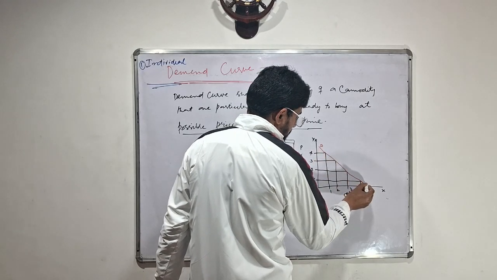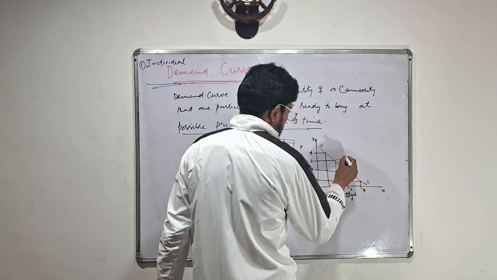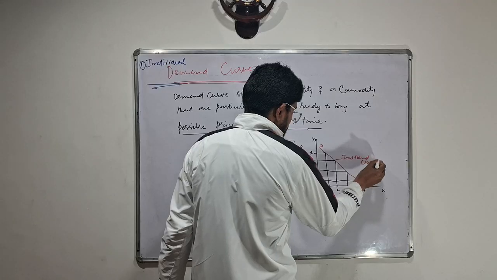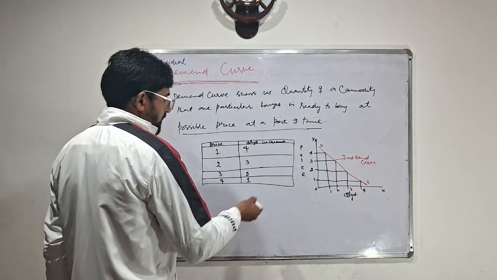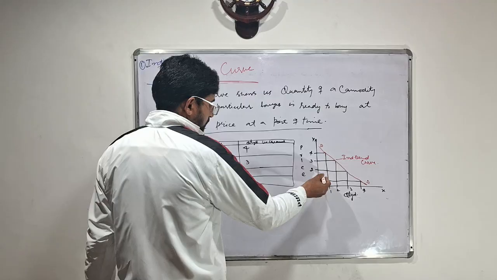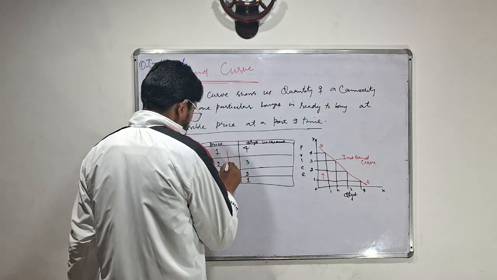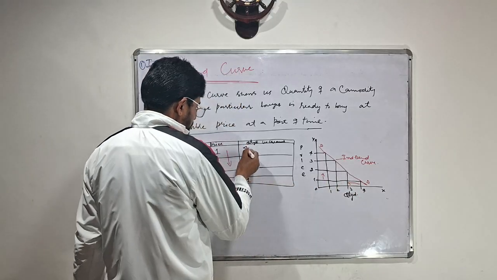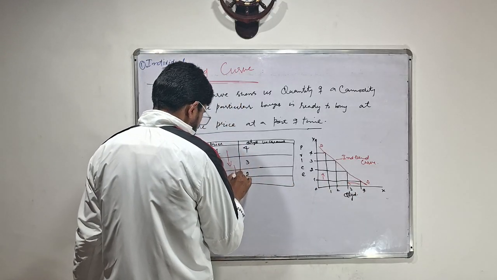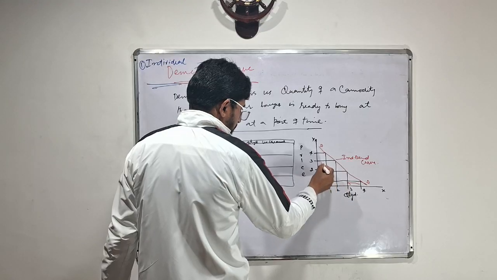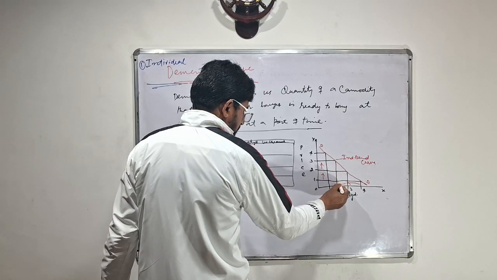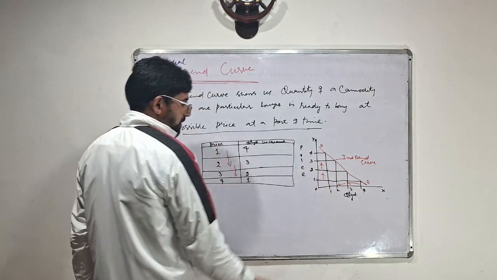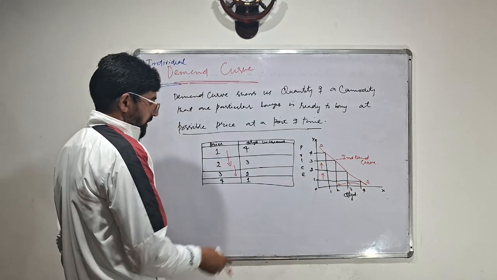This curve we call the individual demand curve. The demand curve shows us that as price increases, for example from 1 to 2, quantity demanded declines from 4 to 3. When price increases further from 2 to 3, quantity demanded is reduced from 3 to 2. This shows that as price increases, quantity demanded is reduced. There is an inverse relationship between price and quantity demanded.